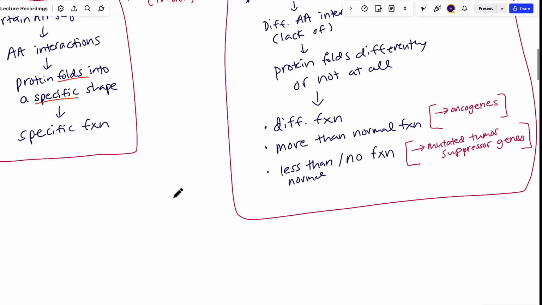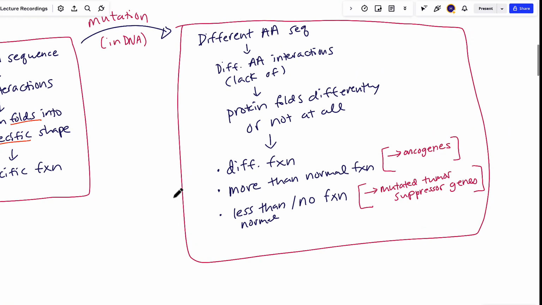Let me add one thing here, is that it could be a different amino acid sequence. There's also another possibility, is that when you change the DNA, it codes for a stop too quickly. So it could be a different amino acid sequence. It can also be a too short amino acid sequence. So it stopped too early. And a too short sequence can lead to folding differently or not at all as well, and those kind of consequences.